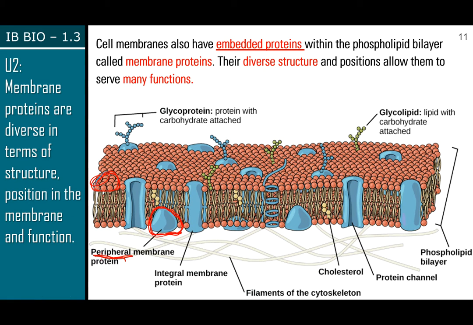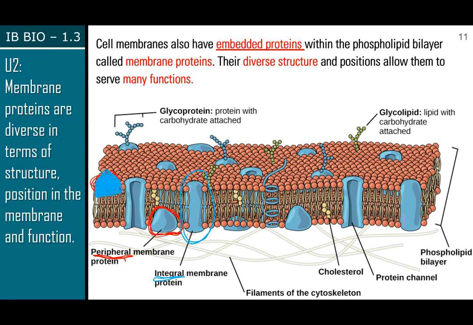If I drew one right here, it would be embedded in the top layer, but not the bottom layer. That would also be a peripheral protein, one that sticks out on either side, but doesn't go through the entire membrane. Then you have an integral protein, integral meaning it's integral into the membrane, so it sticks out on both sides.